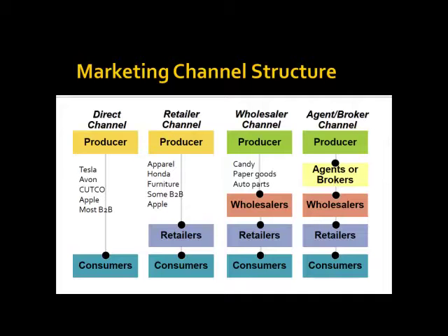An agent or broker channel really isn't about the number of levels, but really what an agent or broker does. So an agent or broker is somebody who helps sell or market a product but doesn't take possession of it, meaning that they don't buy it from the producer and then resell it. For example, a real estate agency with realtors, when they represent a homeowner's house for sale, they don't buy the house and then resell it. They only act in good faith to find them a buyer and then collect a commission or some percentage of the sale.